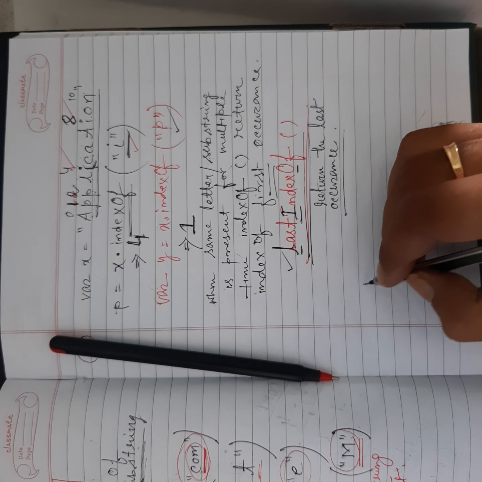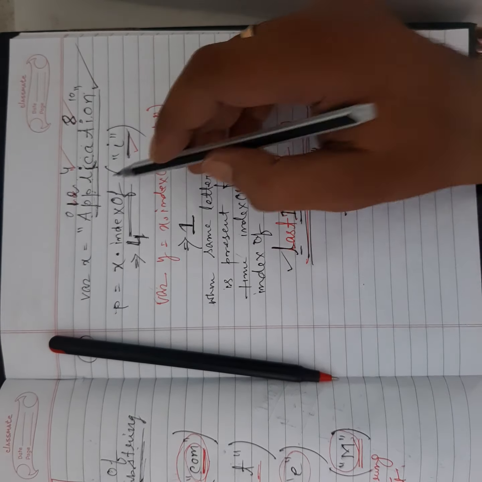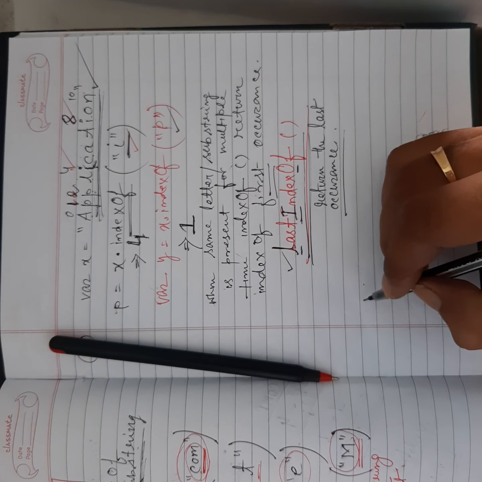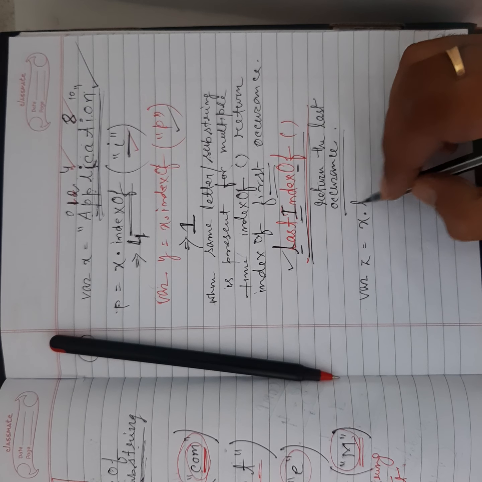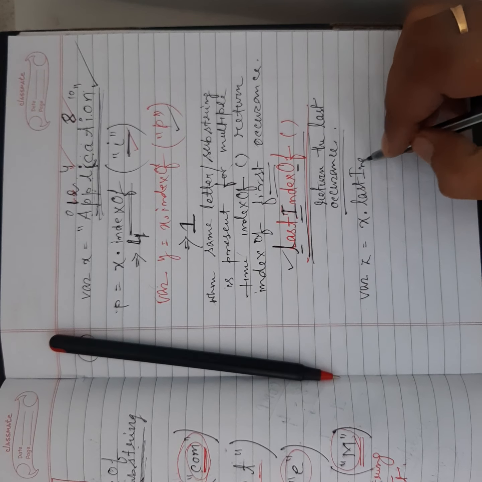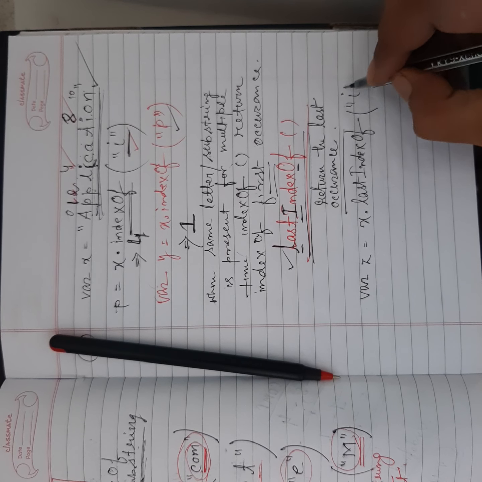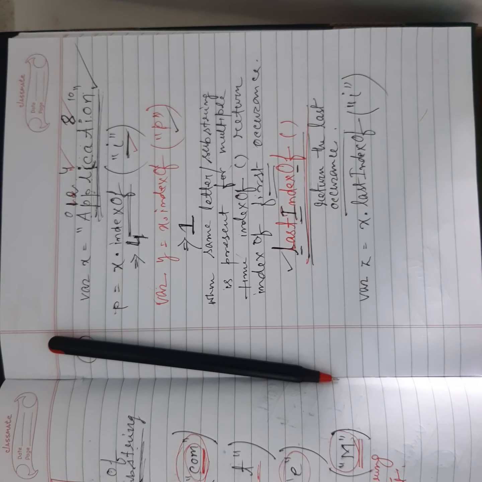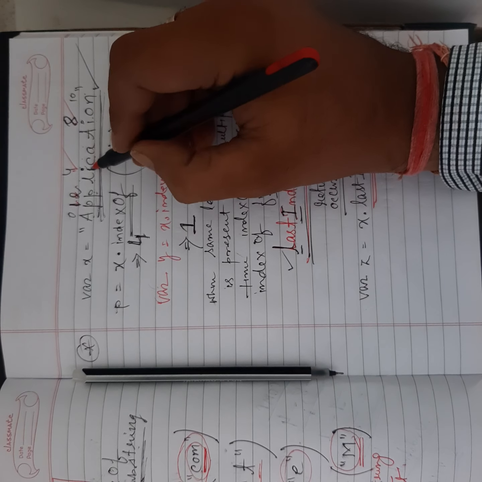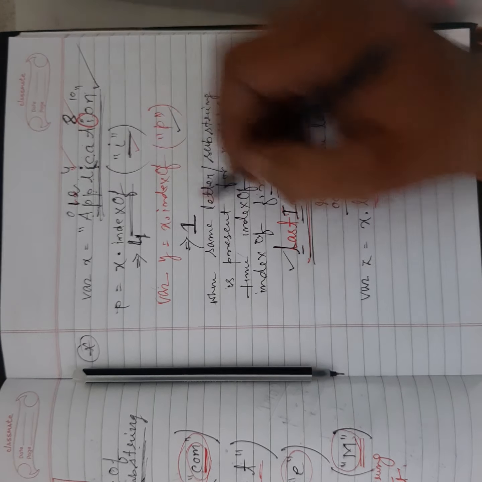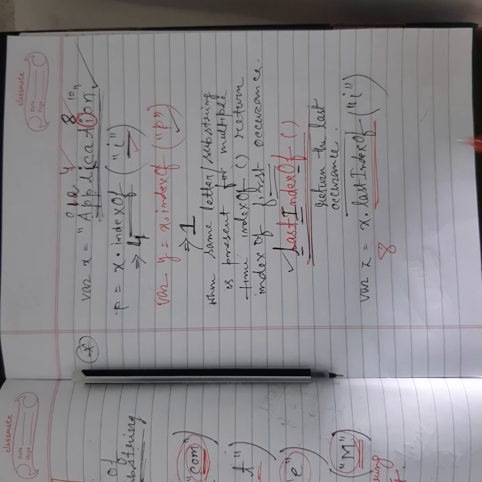If we take the same example, suppose we have already taken x equal to "application". Now suppose I am writing z equals x.lastIndexOf("I") within double quotes. What will be the result for this? Because here it is lastIndexOf, it will give us the last occurrence of I. What is the last occurrence of I? That is 8. So it will give us the value 8.